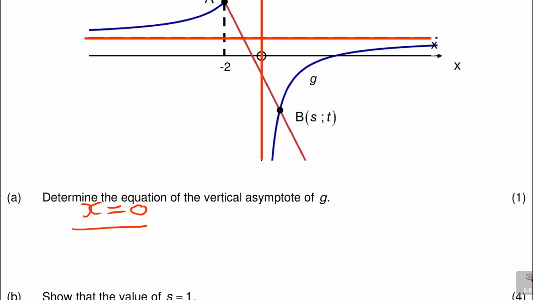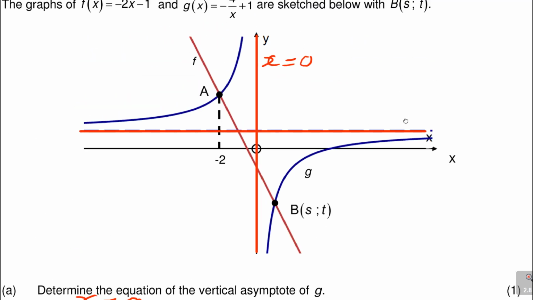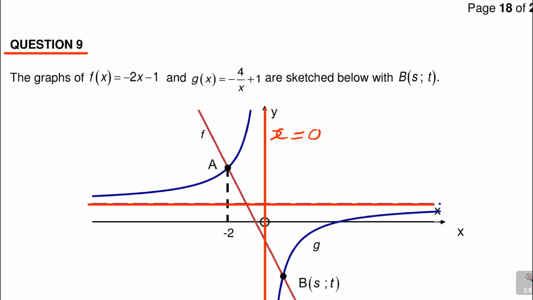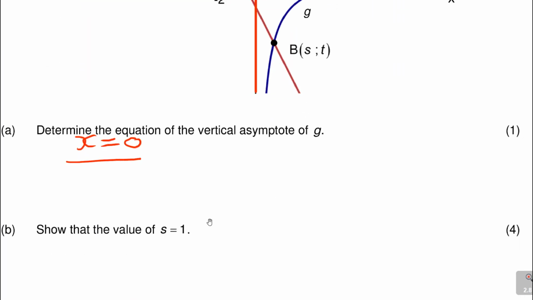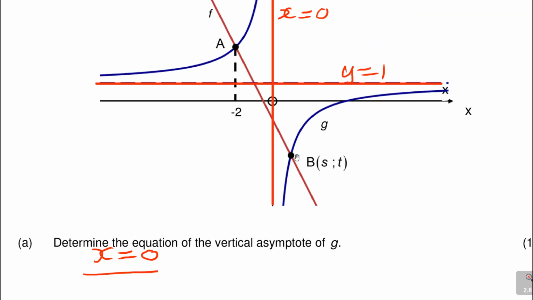That is the vertical asymptote, right? The horizontal asymptote, what we're going to say, there it is. It's 1. Where am I getting 1? There it is. Y is equal to 1. That's the horizontal asymptote. Are you with me? Show that the value of s is equal to 1. S is equal to 1.